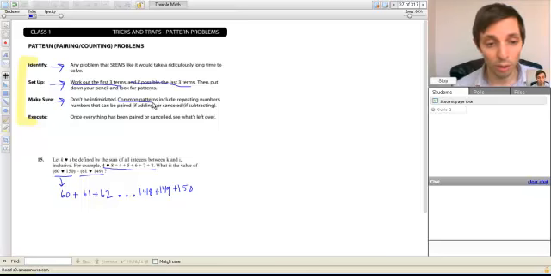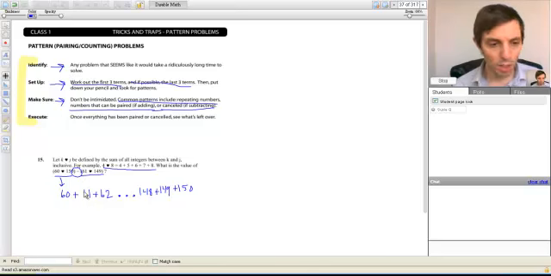Common patterns to look for include repeating numbers. Well, we don't see repeating numbers just in this top set. Numbers that can be paired if we're adding. Okay, well, we are adding here, but we also want to pay attention to numbers that can cancel if we are subtracting. Now, we are adding just in this top line, but there is subtraction here.